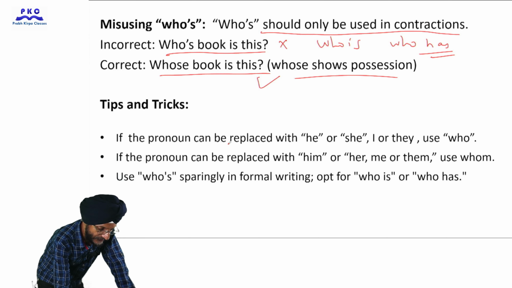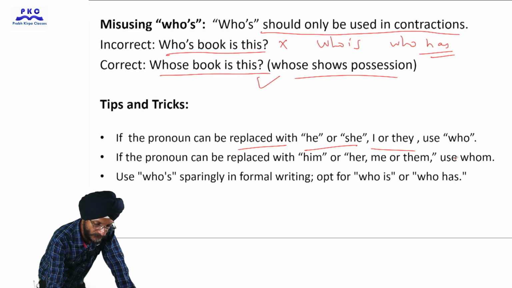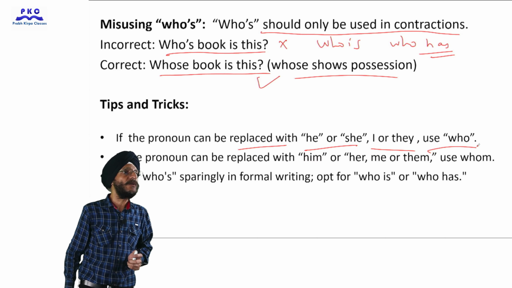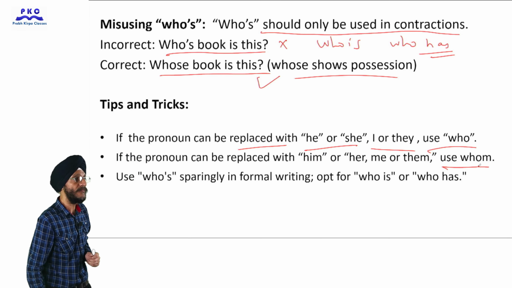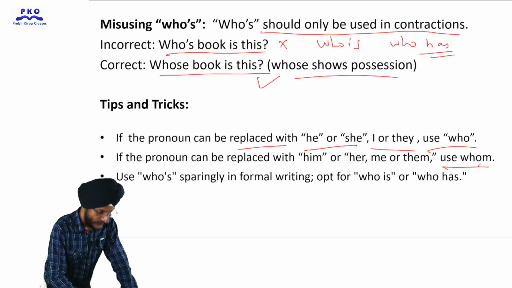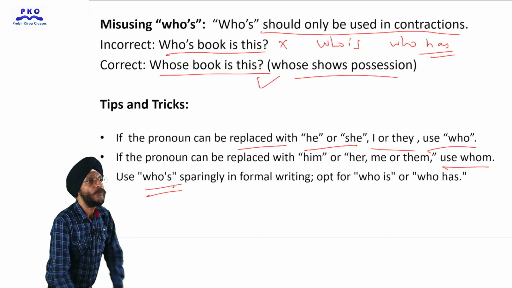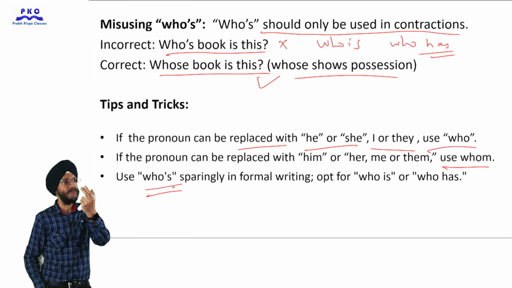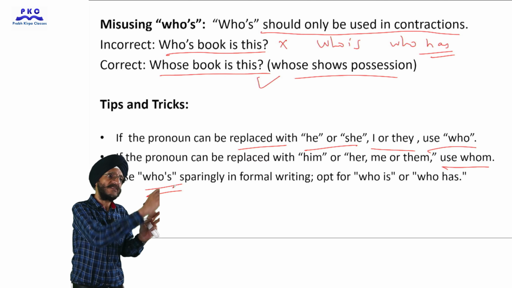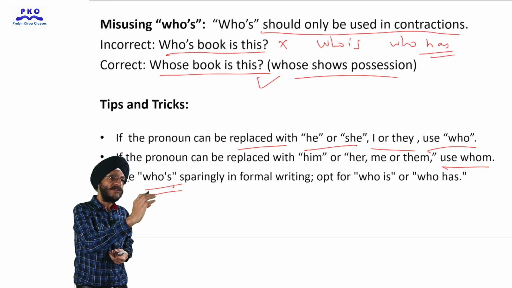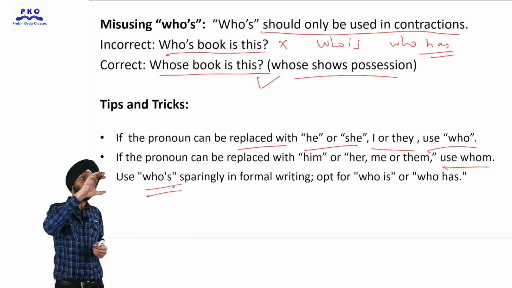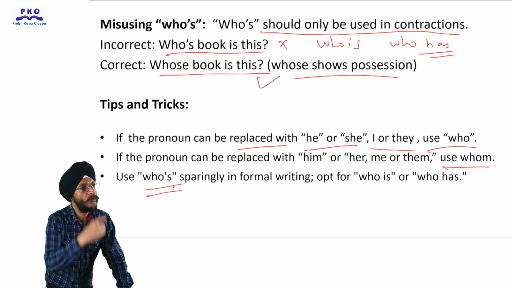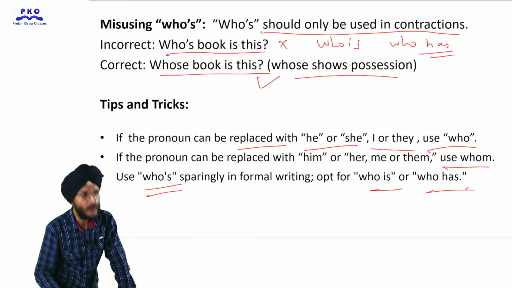Tips and tricks. If the pronoun can be replaced with he or she, I or they, use who. If the pronoun can be replaced with him, her, me or them, use whom. It is also to be noted that we should use the contraction who apostrophe s sparingly in formal writing. We use this contraction of who is or who has only or mostly in informal writing. In formal writing, we should opt for the full who is or who has.